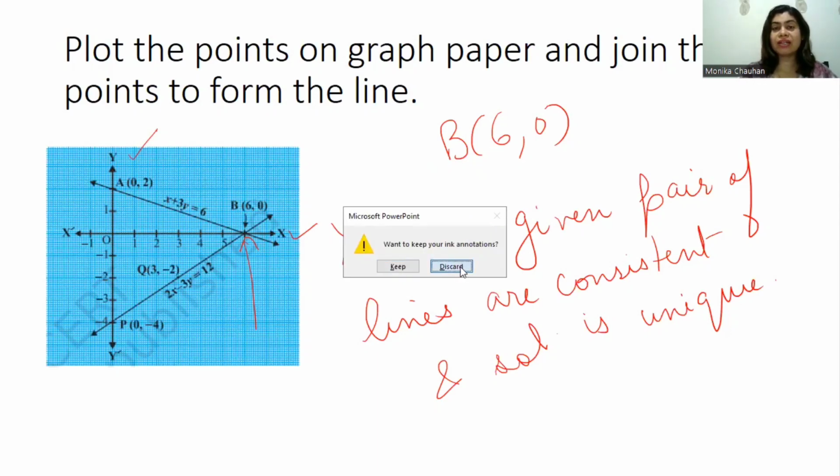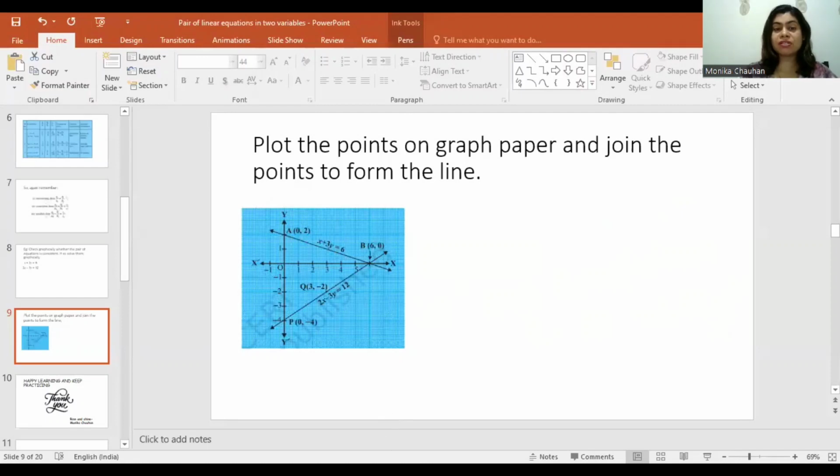So all of you, I hope that you remember today's class and revisit graphical representation of pair of linear equations, and this will actually help you to understand better. So again, I would say that practice makes the man perfect and permanent.